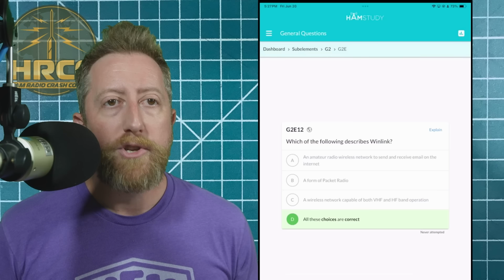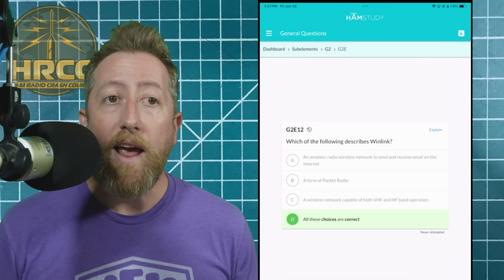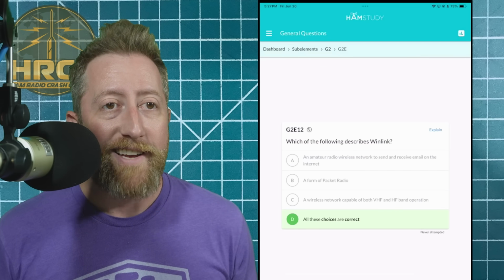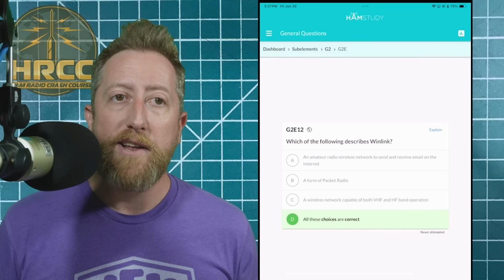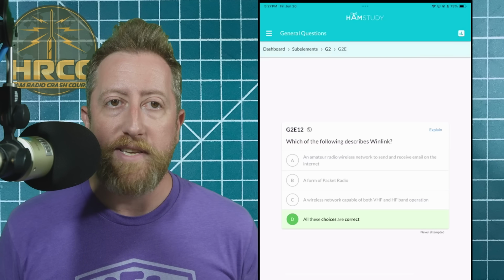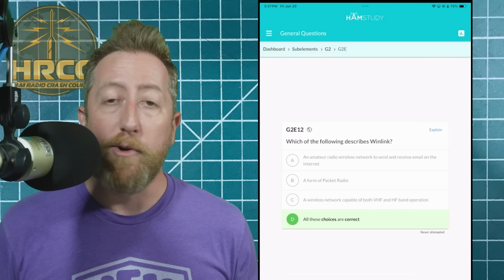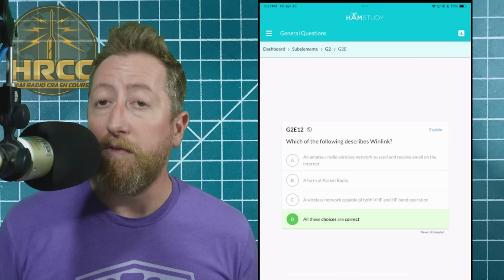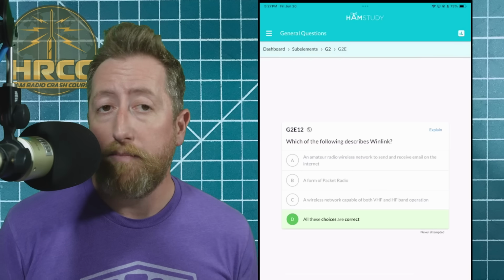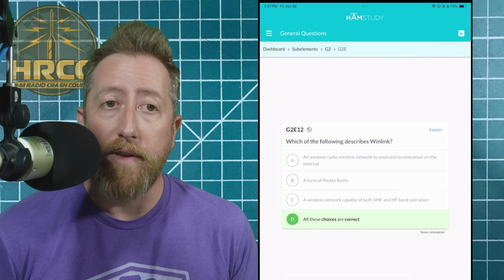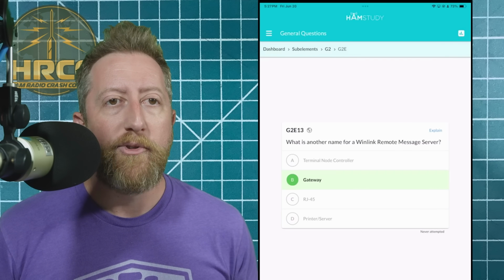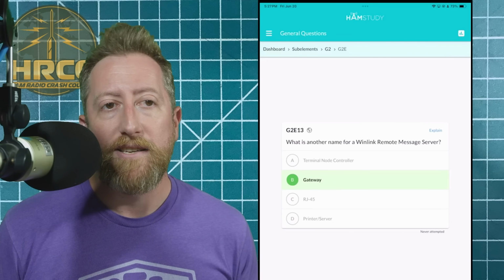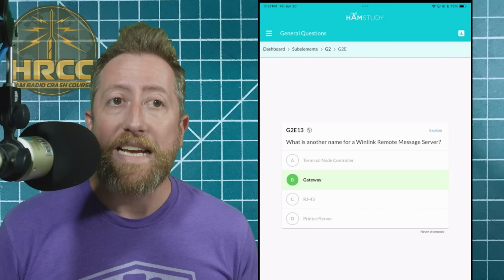Question 12. Which of the following describes WinLink? And all of these choices are correct. It is an amateur radio wireless network to send and receive email on the internet, a form of packet radio, and a wireless network capable of both VHF and UHF band operations. That's true. It'll do all those things. Question 13. What is another name for the WinLink remote message server? And it's D, a gateway.